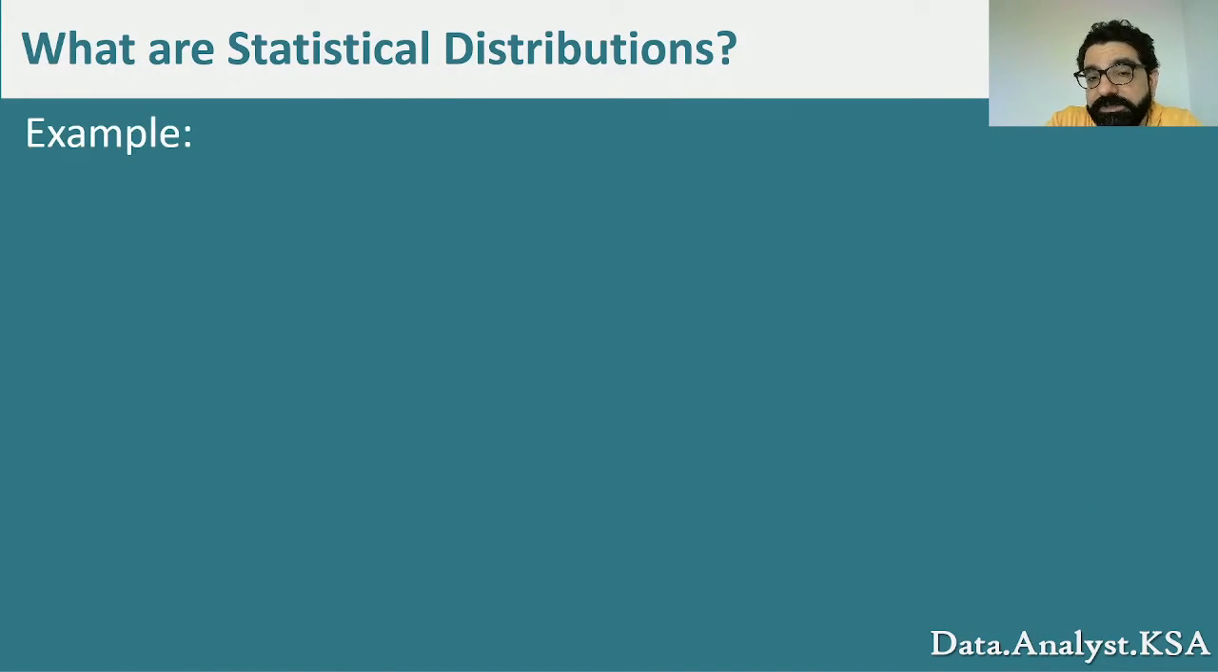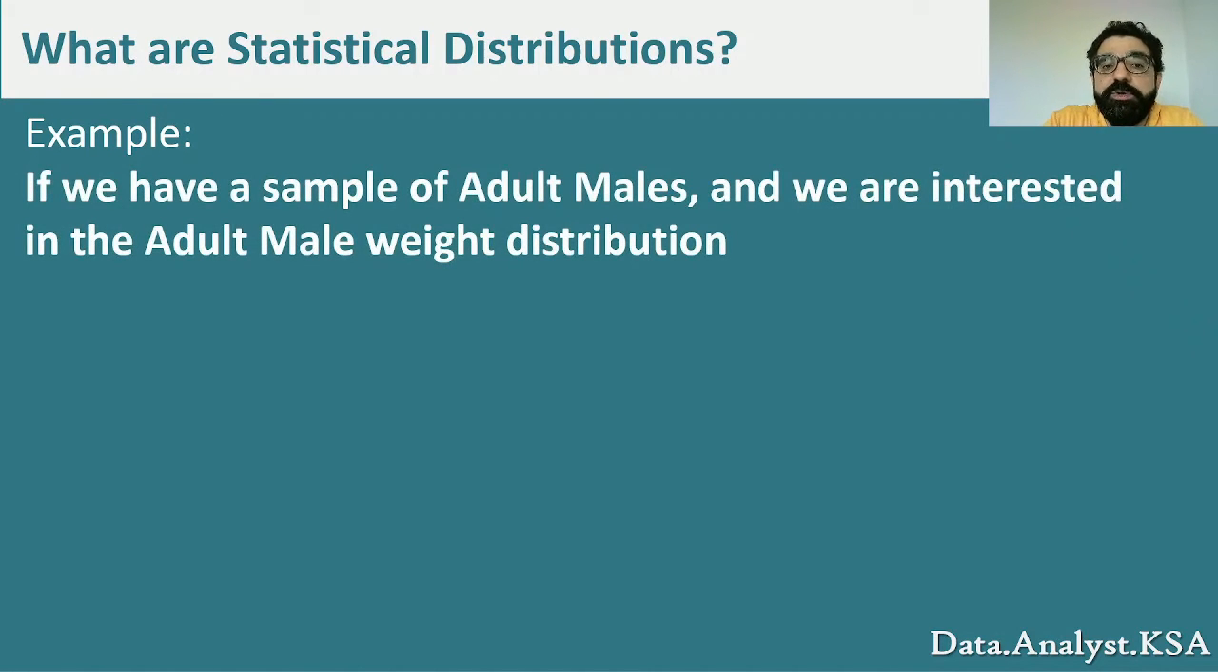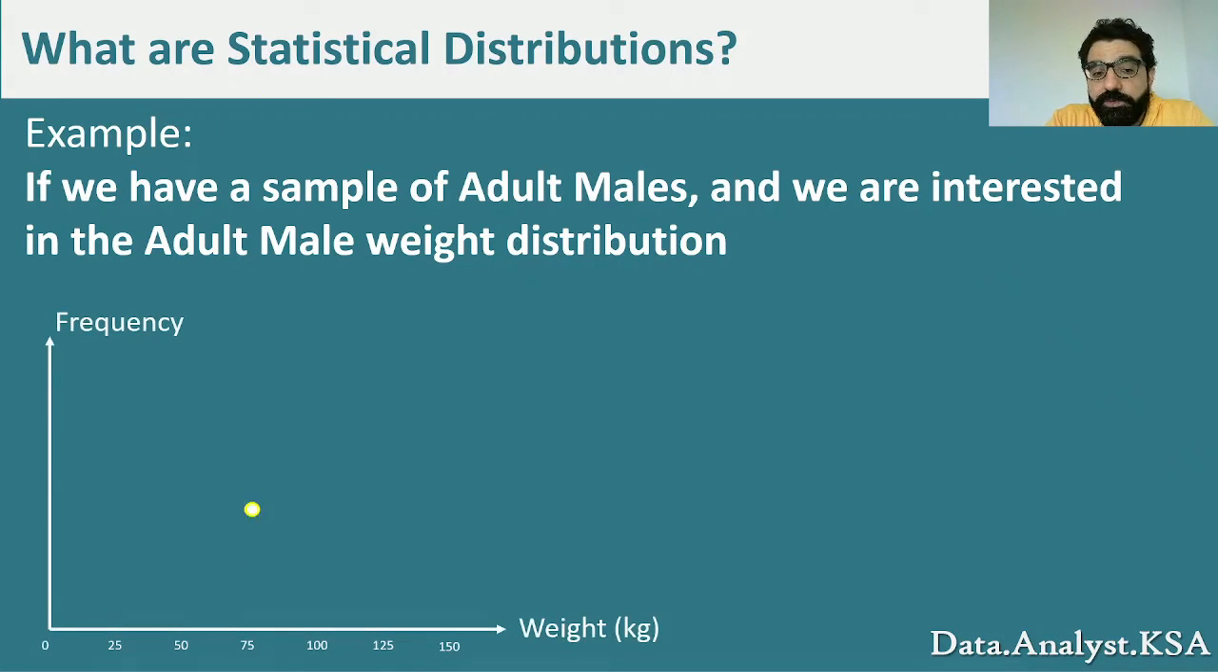Let's think about it a little more in an example. If we have a sample of adult males and we are interested in the adult male weight distribution. Adult males around the world are probably around 3 billion, because they're supposedly 50% of the full human population. So if we have a sample of those adult males, let's say 10, let's say 20, let's say 100, we will just start stacking them over their actual weight and seeing what values we are seeing the most.